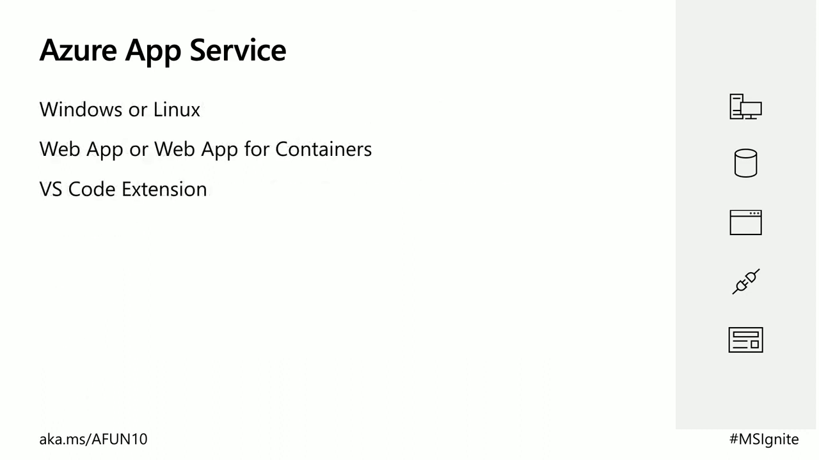And the big option here, too, is it's got a number of different options. It's available, like I said, for Windows or Linux. You can use it as either a web app or web app for containers. So if you want to get started using containers, but you're a little bit overwhelmed by maybe learning about Docker and Dockerfiles and what you need to do to set that up, Azure App Service is a great way to get started. And there's also a Visual Studio Code extension that you can use as you're building code in your editor to just deploy directly to an app service.